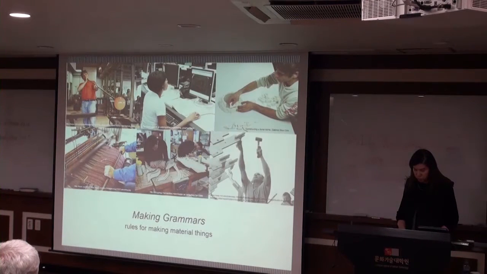So as a way to understand craft practice and performance computationally, I propose using a new computational framework for making called making grammars, which have been the focus of much of my recent research. So making grammars are an adaptation of shape grammars, and they were developed to explain and compute processes carried out by people to make physical or material things, like all of these different domains that you see here.